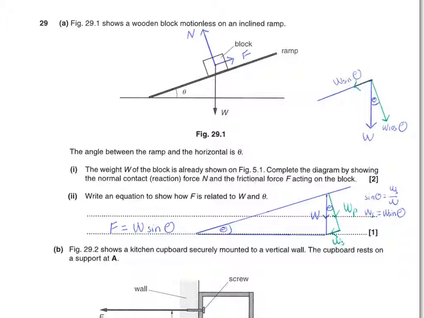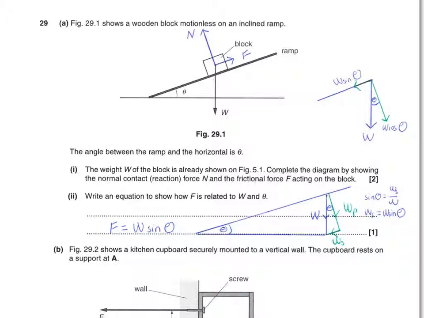This is G481 Homework Booklet, question 29. We see a wooden block motionless on an inclined ramp. This suggests that it is an equilibrium situation.